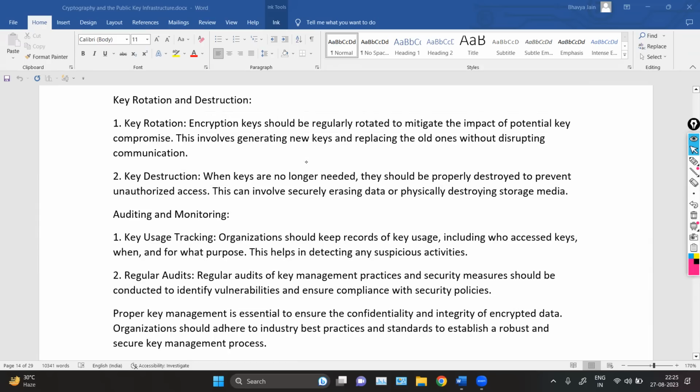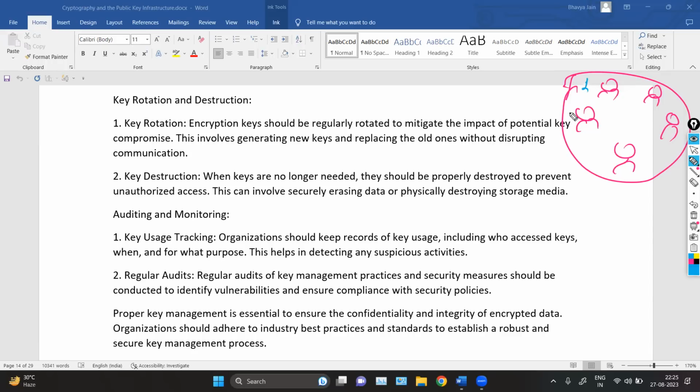Then we have key rotation and destruction. Key rotation: encryption keys should be regularly rotated to mitigate the impact of potential key compromise. So let's say key rotation is also important. For example, this one is our group. You have a group of 5 people: one, two, three, four, and this five. Now these five are part of the group, and they are using the symmetric key algorithm, or symmetric key encryption.